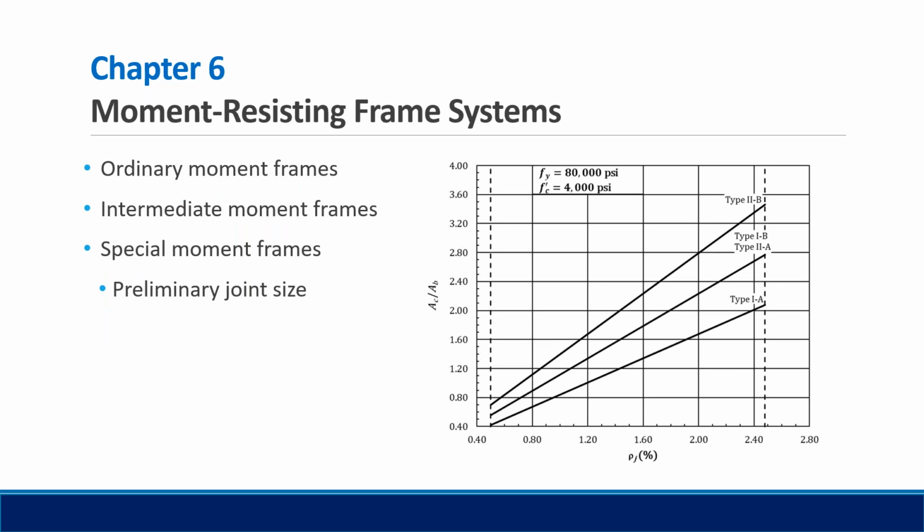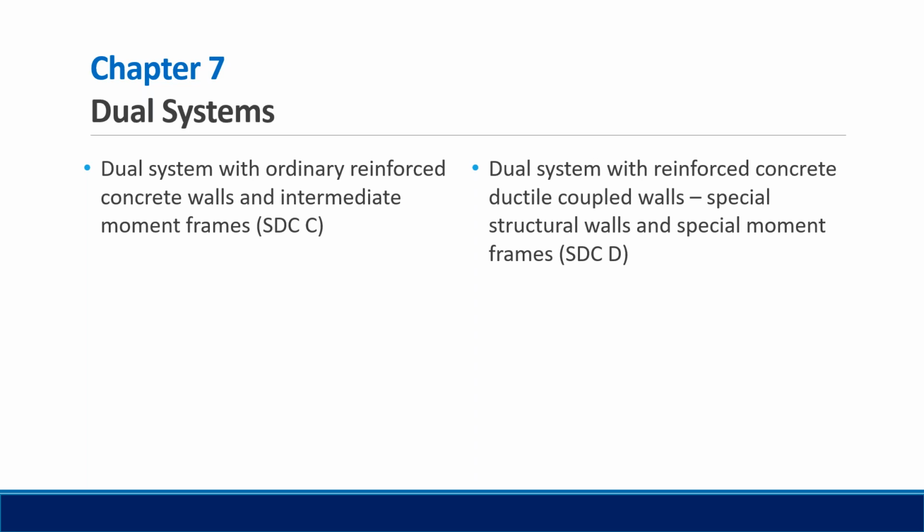Ordinary, intermediate, and special moment resisting frames are covered in Chapter 6. Included are design aids that assist in determining the preliminary size of a joint in a special moment frame. Chapter 7 contains the requirements for dual systems. Information is provided for the systems commonly used in buildings assigned to seismic design category C and D.